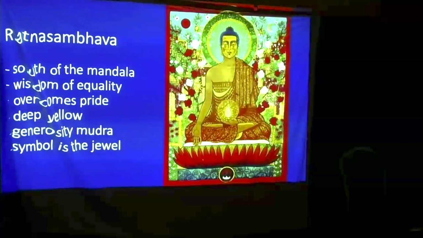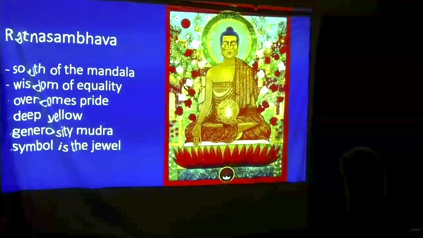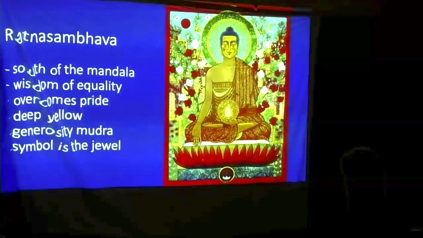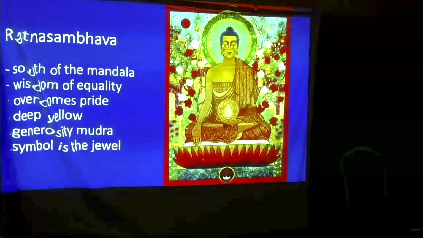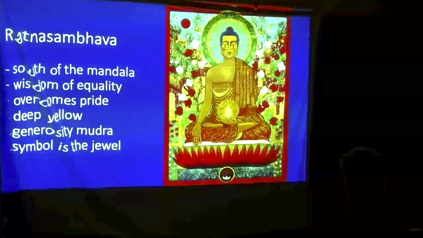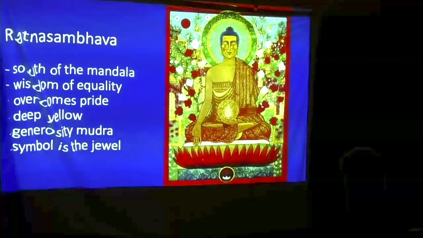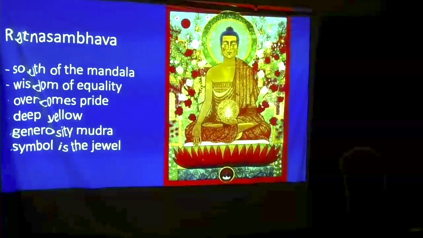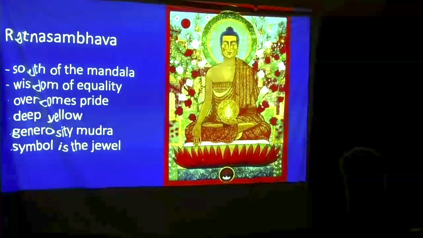This sort of image of what can you give? And his symbol is the jewel. So he has all these riches and he just wants to give it away. He just wants to not hold on to anything. The more he gives, look at these flowers, the more riches he has. So he's the wisdom of equality.